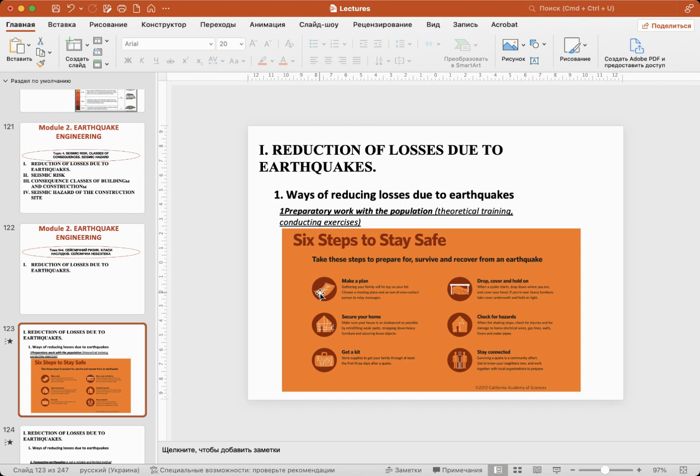And there are some steps like this that help to save life during the earthquake. And one more time, it is the cheapest way to reduce the losses during the earthquake.